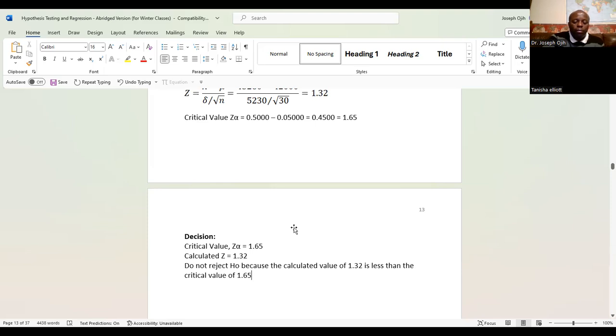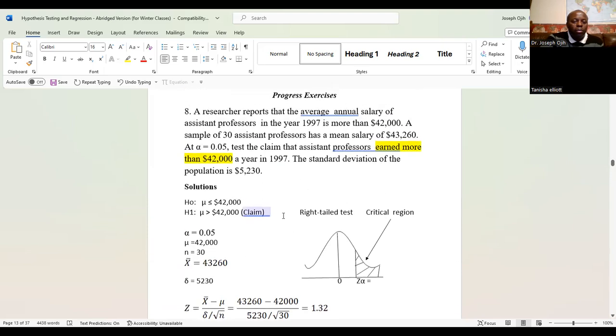So that means we did not reject this. That means this one is incorrect. So that means the claim is not correct.